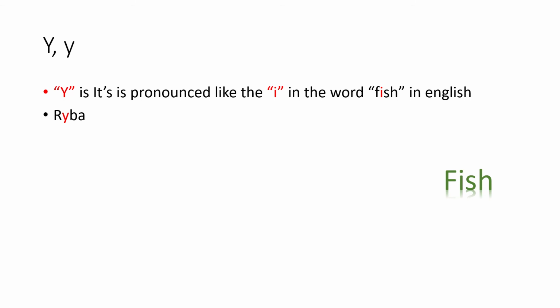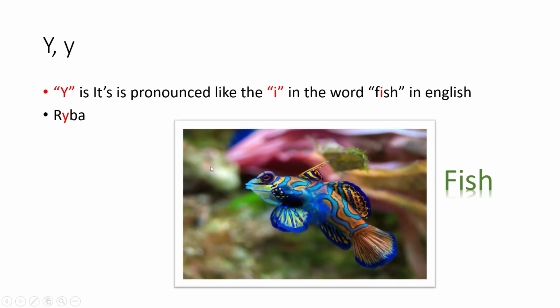So the Y in Polish is not pronounced like the English Y, it's pronounced like the I in the word fish in English. For example, when you say fish, you have ryba. You don't say riba, you say ryba. So this is pronounced like that. Ryba. Fish. Okay?